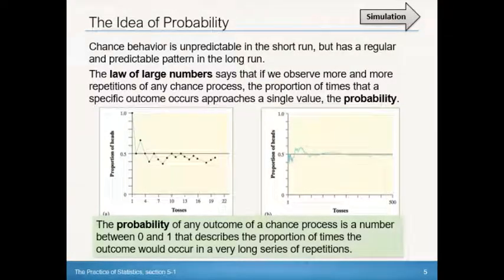All right, and just to add a little detail here, the probability of any outcome of chance behavior always has to be a number between 0 and 1. So 0 would indicate that the outcome is not possible, and a 1 would mean that it has to happen all the time. There's no way it cannot happen. So it's certain. The probability of something happening is 1. That would be certainty. The probability of it not happening would be 0. It's just never going to happen. Okay.